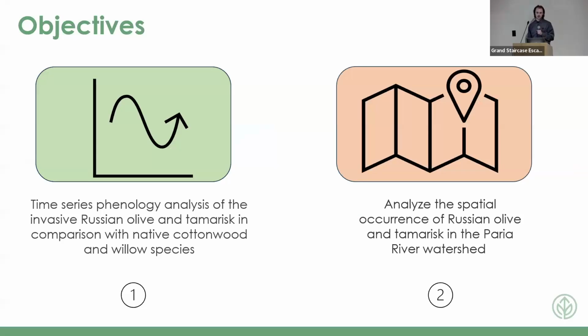Some of our objectives for the project: first off, we wanted to create a time series phenology analysis of some of the invasive species in the monument, and then compare those to some native species as well to see if we could find any differences in phenology. And then from that, we can identify some key predictor variables and put those into spatial occurrence models for Russian olive and tamarisk. So again, we use the phenology variables from the satellite data and put them into the models to try and detect the invasive plant species.